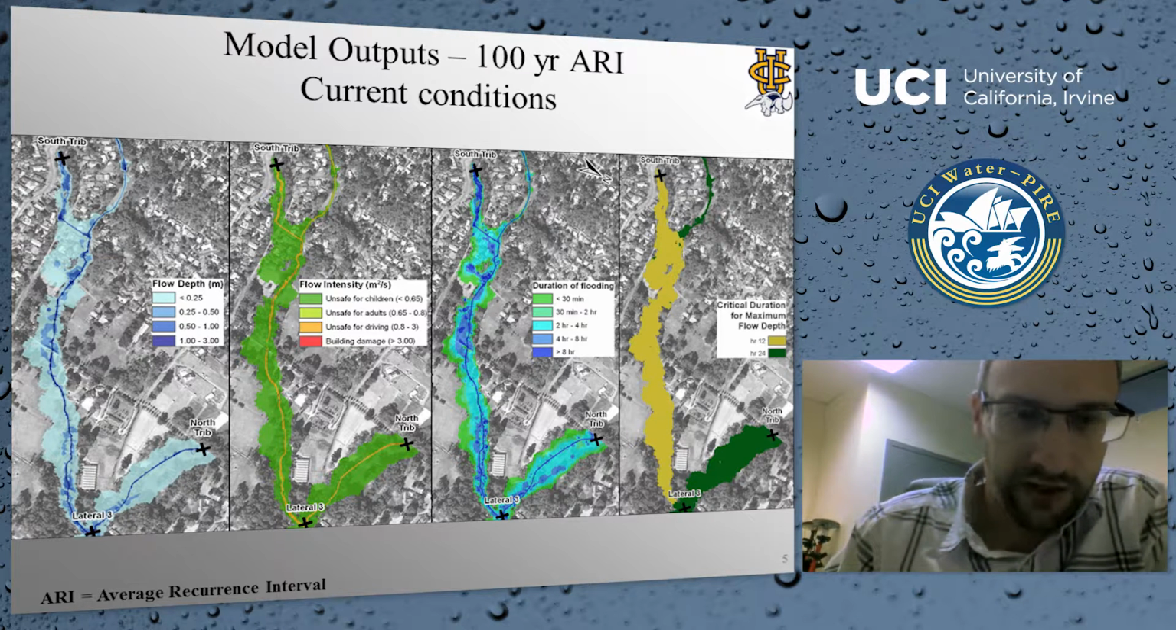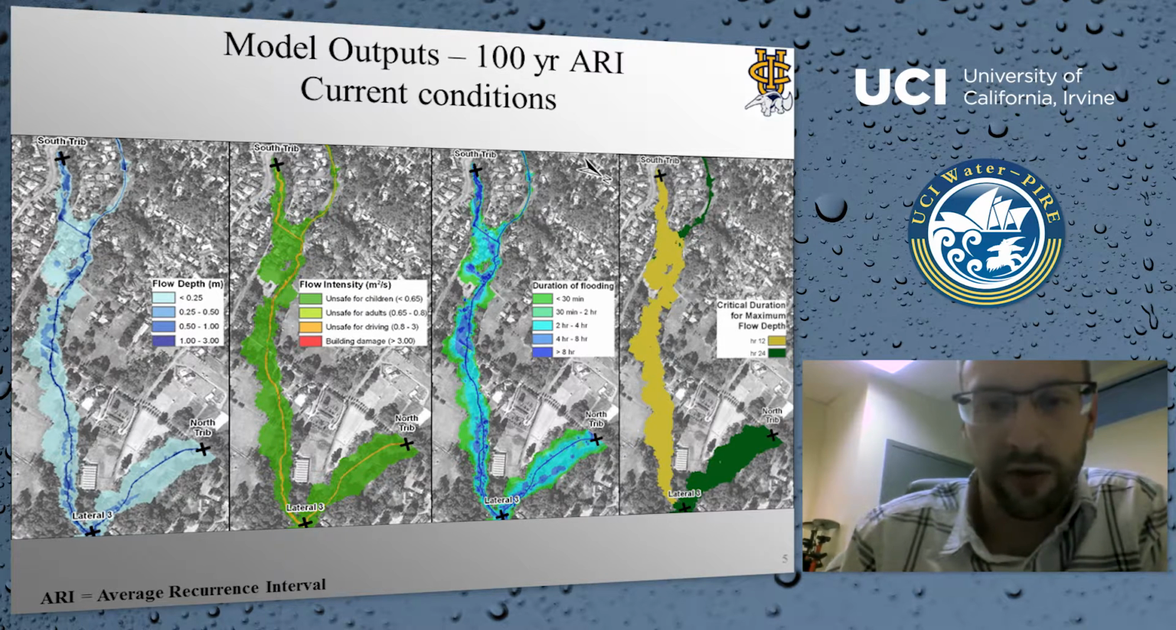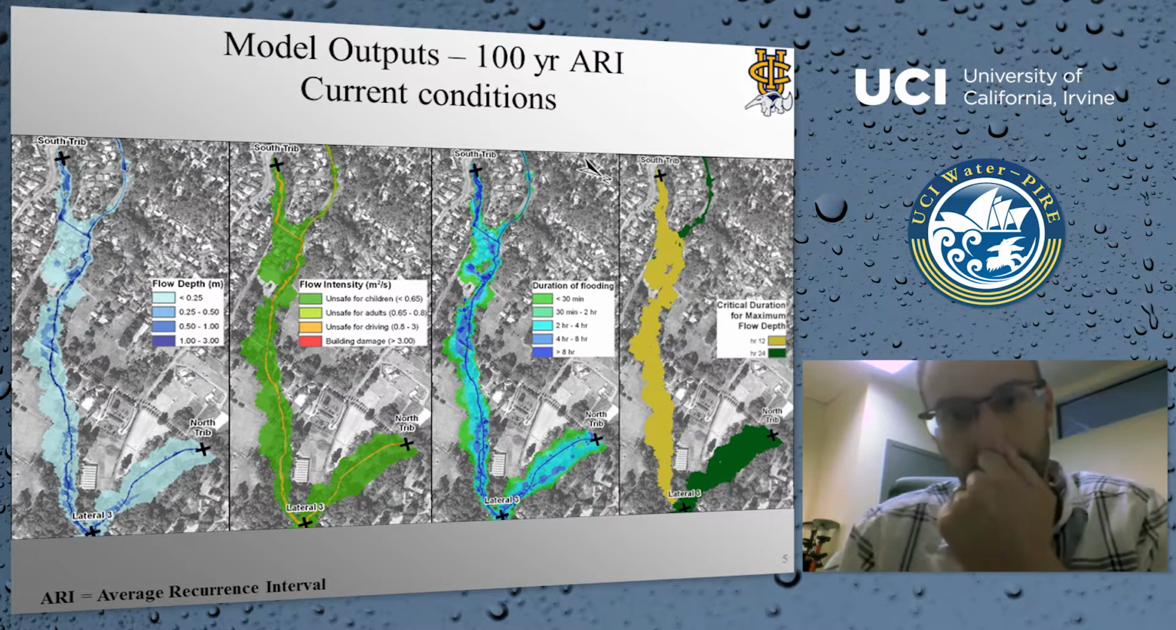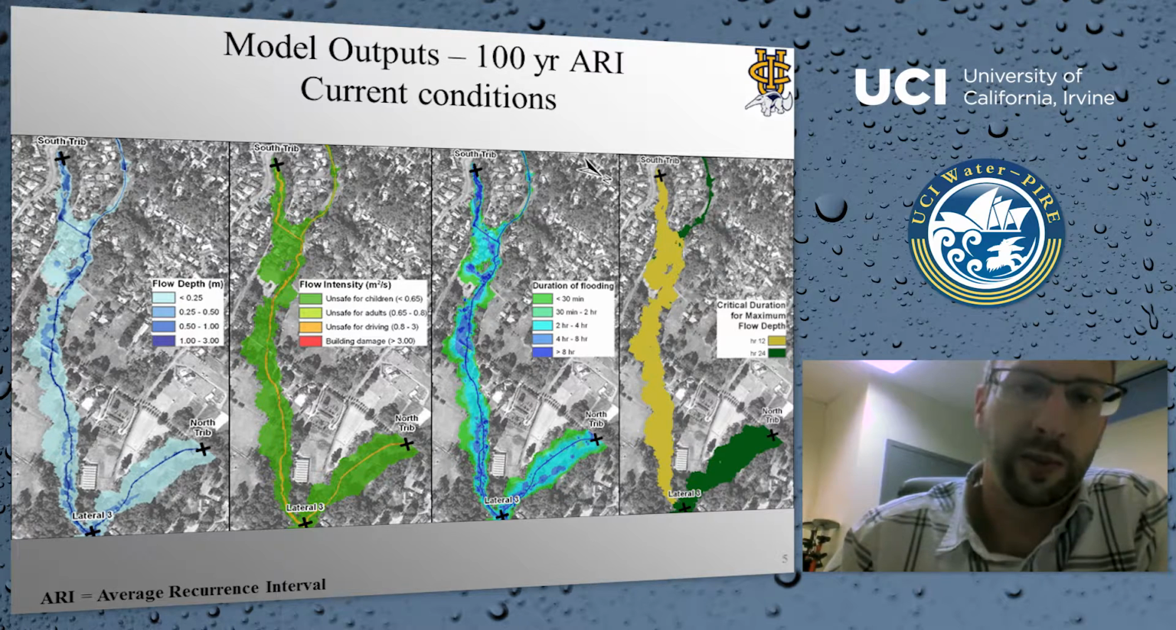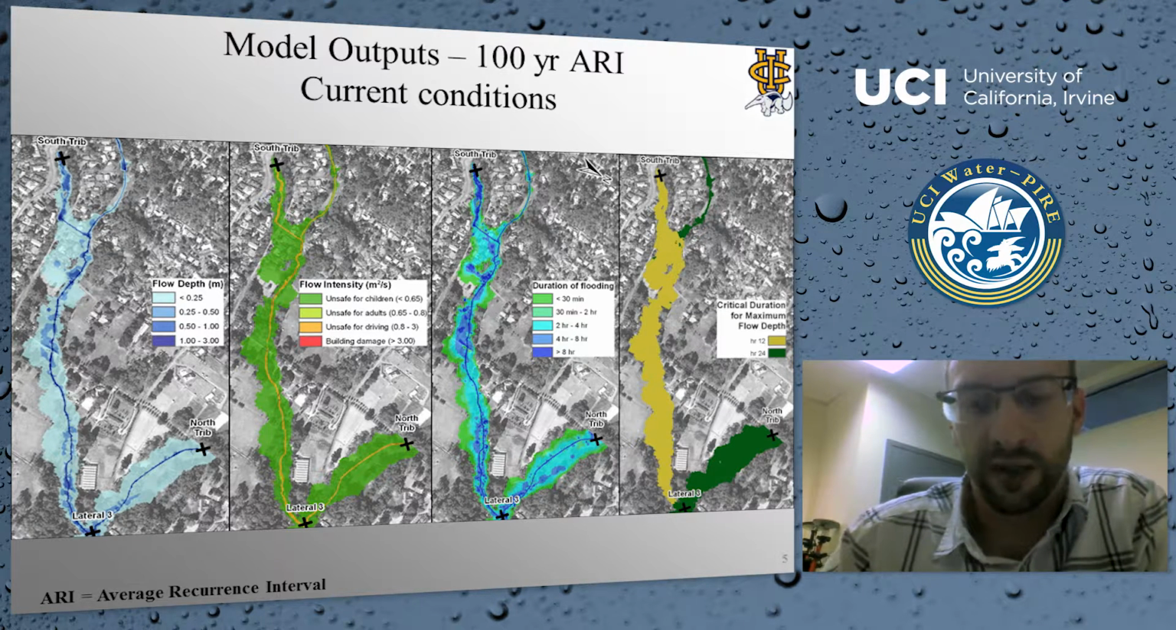So you can see that a lot of the deeper flows are, obviously, inside the channel, where the flows get up to 1 to 3 meters deep. Outside of the channel, flows tend to be pretty shallow. There are actually a few buildings just downstream of the south trib, about 5 to 6 buildings, within the flood zone, experiencing flood depths of less than 25 centimeters, so not terrible flooding.